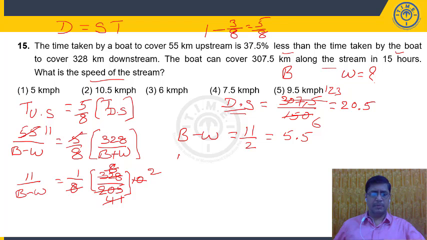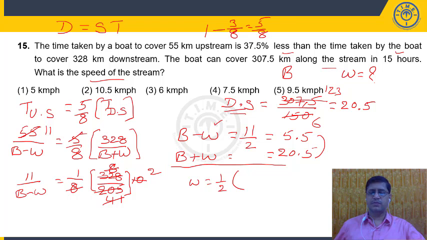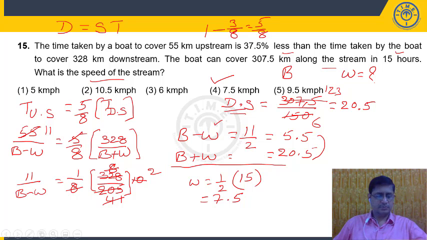Downstream is given here. Downstream is B plus W. What is B plus W? It is 20.5. So the sum of the values and the difference of the values are given. We need to find W. W is equal to half of the difference of these two values. The difference of these two values is 5.5 subtracted from 20.5. The result is 15. Half of 15 is 7.5. So 7.5 kilometers per hour, the right choice is option 4. Fourth choice is the right choice.